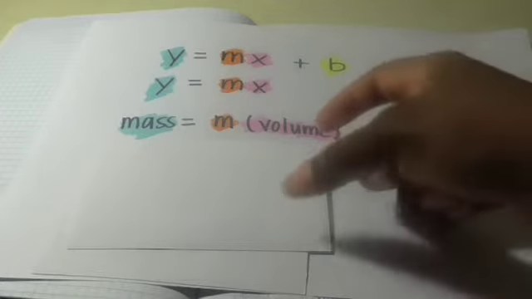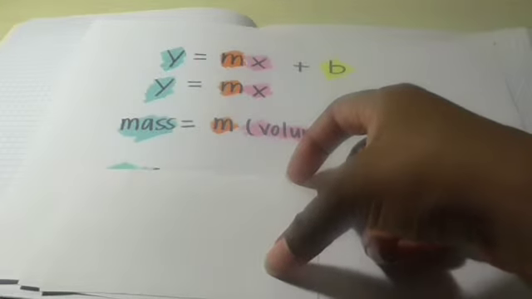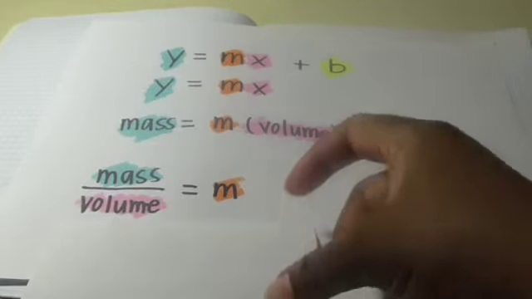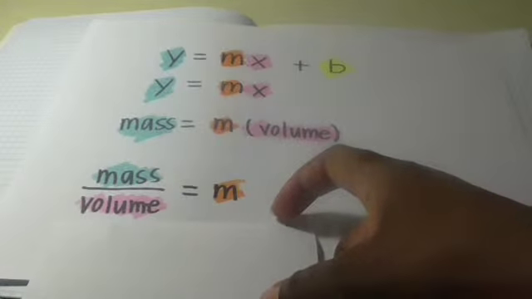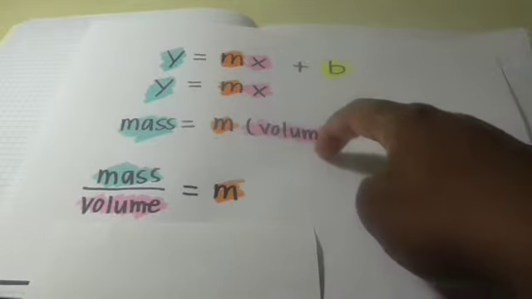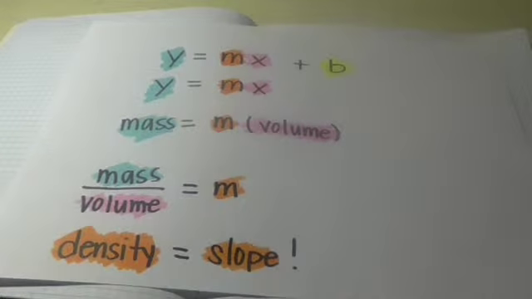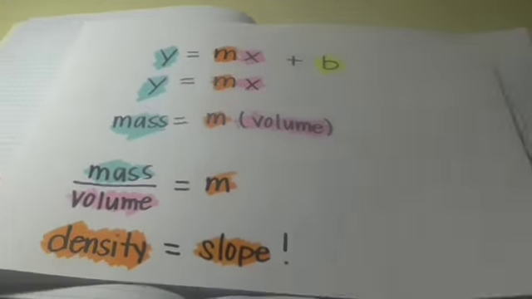What is that m? Well, it turns out that slope, if we try to solve for the slope, we wind up with mass over volume, which means that the slope of any line where you're graphing mass on the y-axis and volume on the x-axis, density will be your slope. So let's look at some examples of that.